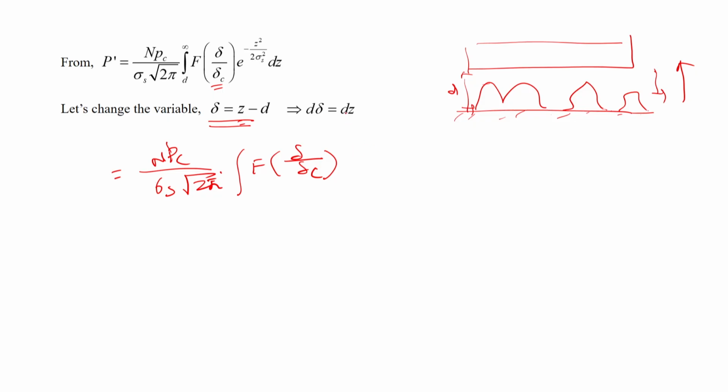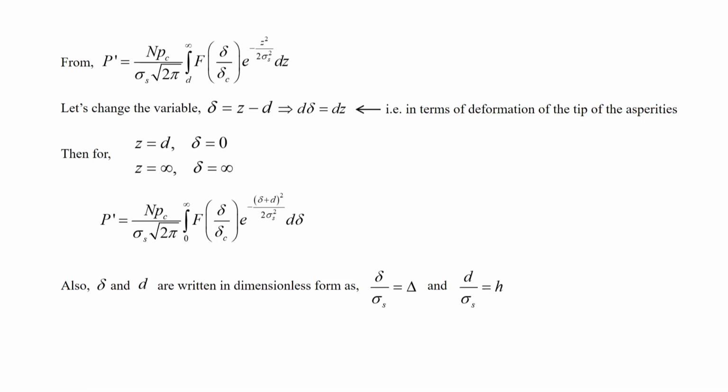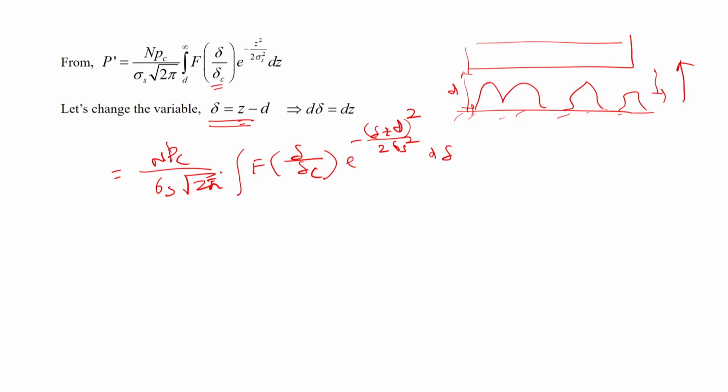And so, here d delta is equal to dz, that is straightforward, and instead of z we write z is equal to delta plus d. So, delta plus d whole square by 2 sigma square, and this is d delta, like that. And we can do further. So, now I have to state the limits. The limits are at z is equal to d, delta is equal to 0, no deformation, and at z is equal to infinity, of course, this is infinity. So, the limit of this delta goes from 0 to infinity, that is very clear.